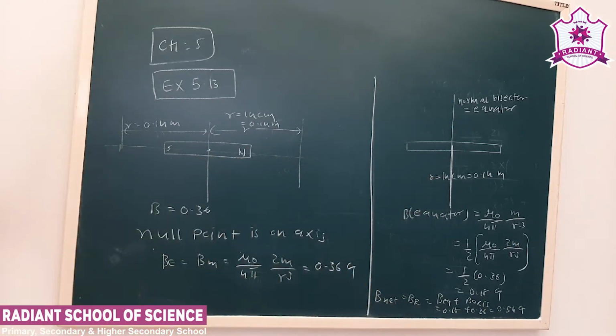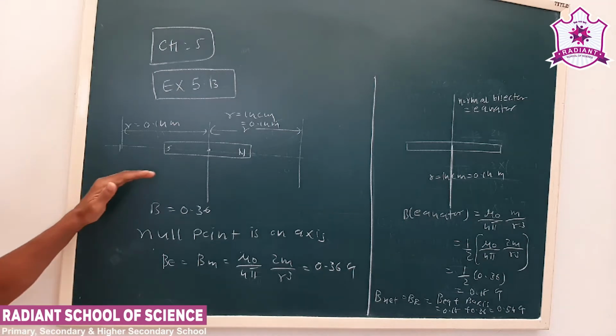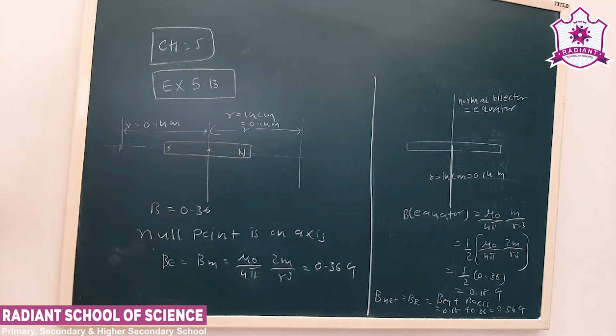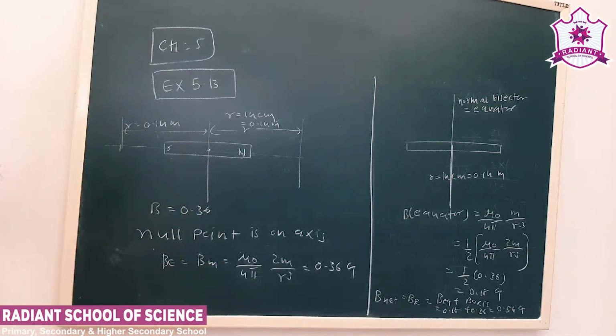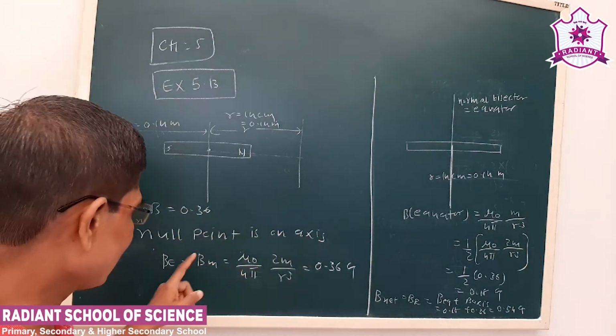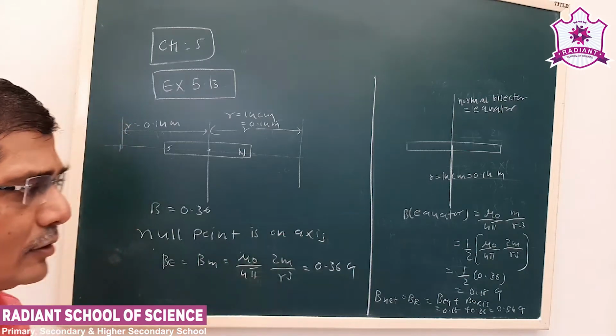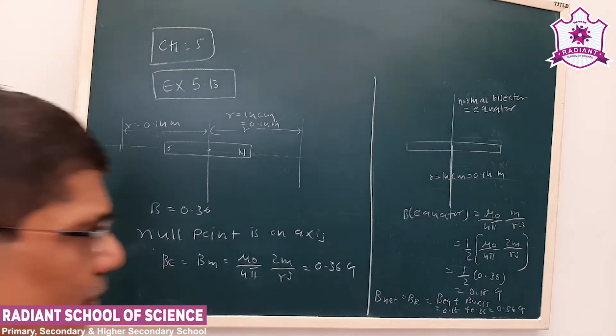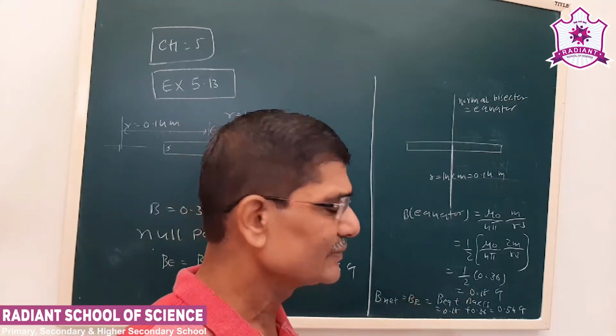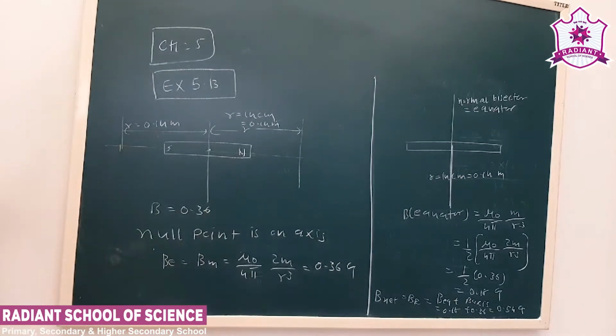Now here, the first data given is that the first time the null point is on the axis. What is the formula for the axis? Mu 0 upon 4 pi 2m upon r cube, and that is given as 0.36. Now what is the magnetic field at a similar distance on the equator? That will be obtained as 0.18 Gauss. So the net magnetic field will be the sum of the two magnetic fields, that will be 0.54 Gauss.